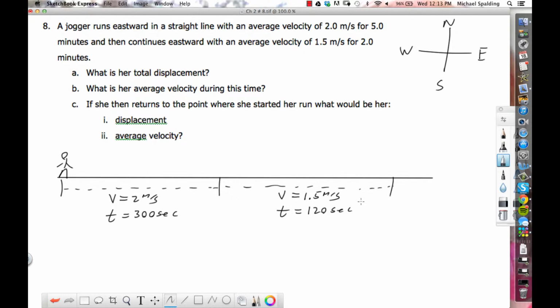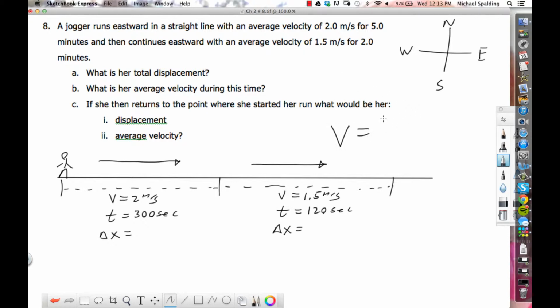Does this person change direction? Nope. The person goes east and then east some more, so no change of direction. What is her total displacement? We have to figure out the delta x for the first part and the delta x for the second part. So what's the equation that we're going to use here?